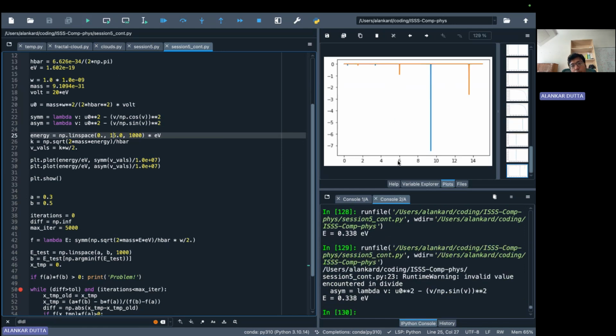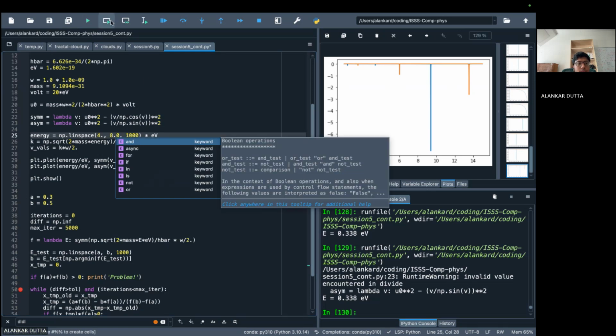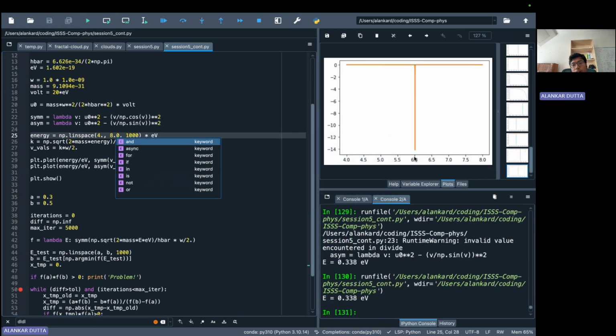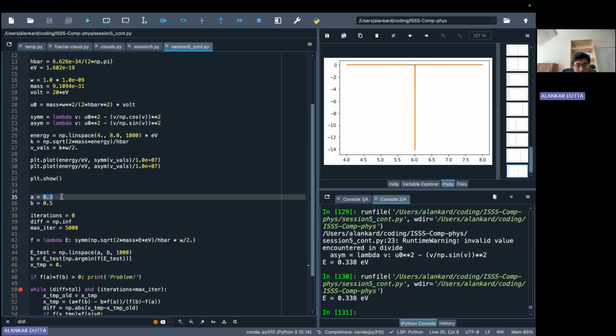And let's try to do one thing for the antisymmetric as well. Let's try something between 4 and 8 for the antisymmetric and see what happens in here. So between 4, we try to find out the orange root in here, and 8. Okay, so this is around 6. So we do 5.5 to 6.5 in here, and change this one.